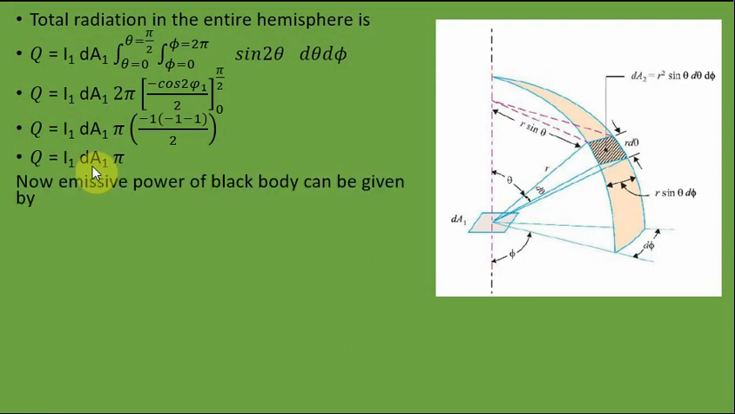Now the emissive power of a black body can also be written as EB1 is equal to Q by dA1. We know that emissive power means radiated energy divided by its area.